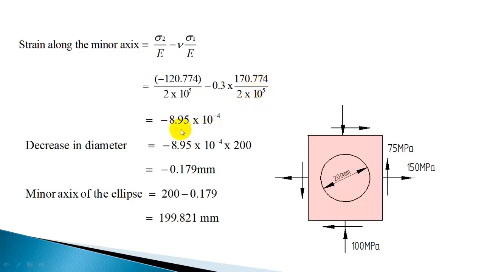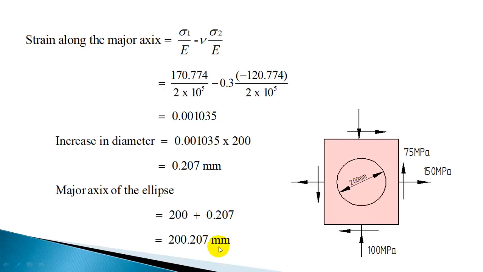You will get the strain, and you get a negative strain. So the decrease in diameter you can find out: the strain multiplied by the initial diameter. That will give us minus 0.179 mm. After getting the decrease in diameter, you can add it to the initial diameter, that is 200 mm. So 200 minus 0.179, that is, adding this, you will get the minor axis of the ellipse, 199.821. So you got the major axis and minor axis of the ellipse.